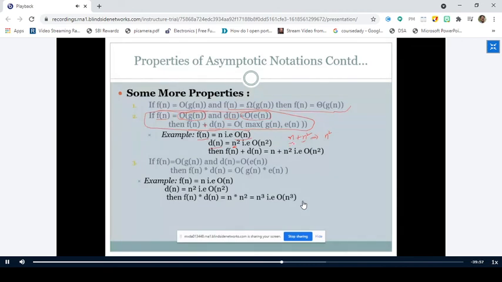Yes, sir. That is what he is explaining. Then f of n plus d of n is equal to big O of max of g of n and e of n. That means we are taking the max of f of n, which is n, and d of n, which is n square. What is the maximum of n and n square? It is n square. Therefore, the final result will end up as big O of n square. Is it clear or not?